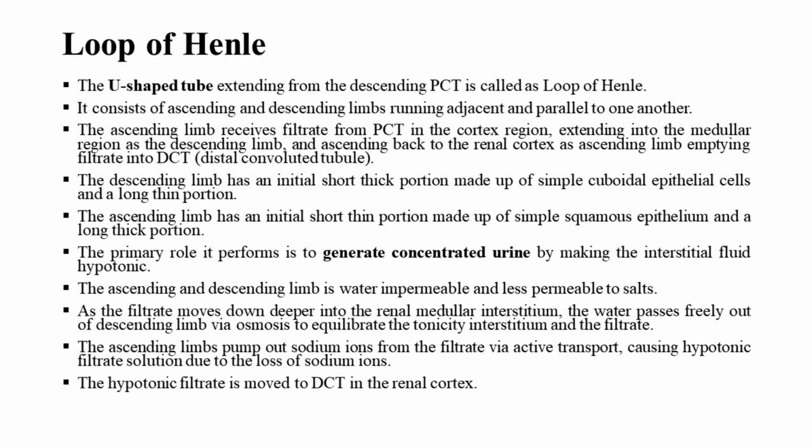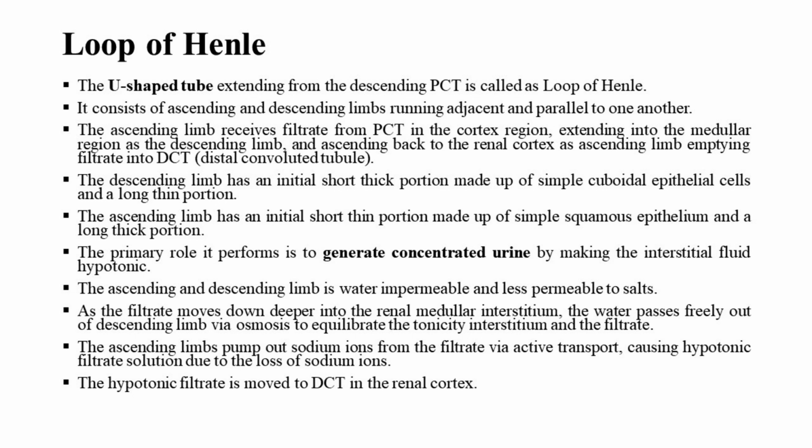Loop of Henle. The U-shaped tube extending from the descending PCT is called the loop of Henle. It consists of ascending and descending limbs running adjacent and parallel to one another. The descending limb receives filtrate from PCT in the cortex region, extending into the medulla region, and ascending back to the renal cortex as the ascending limb, emptying filtrate into DCT, distal convoluted tubule.